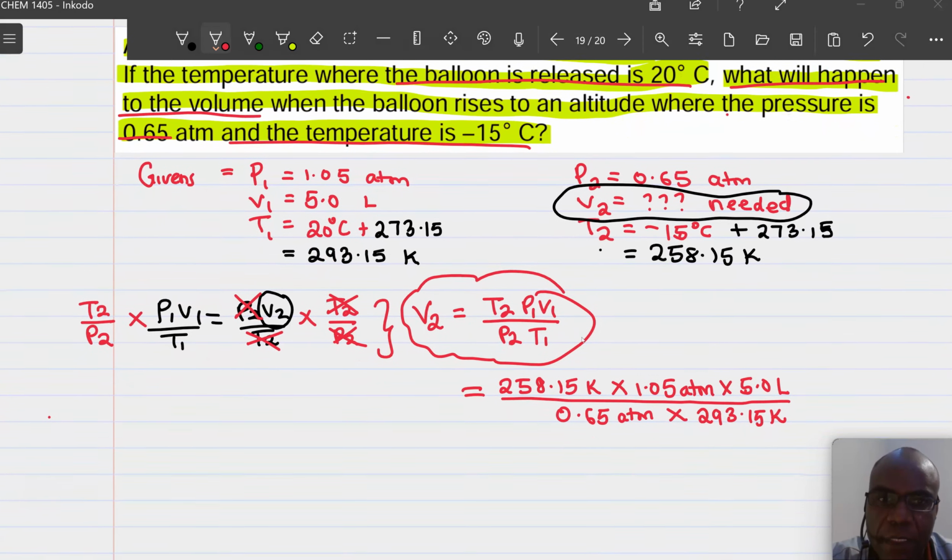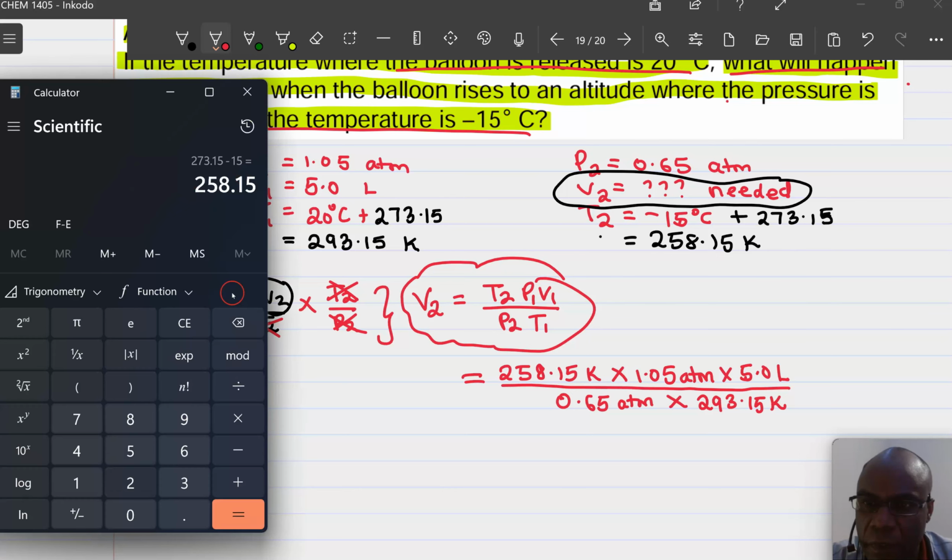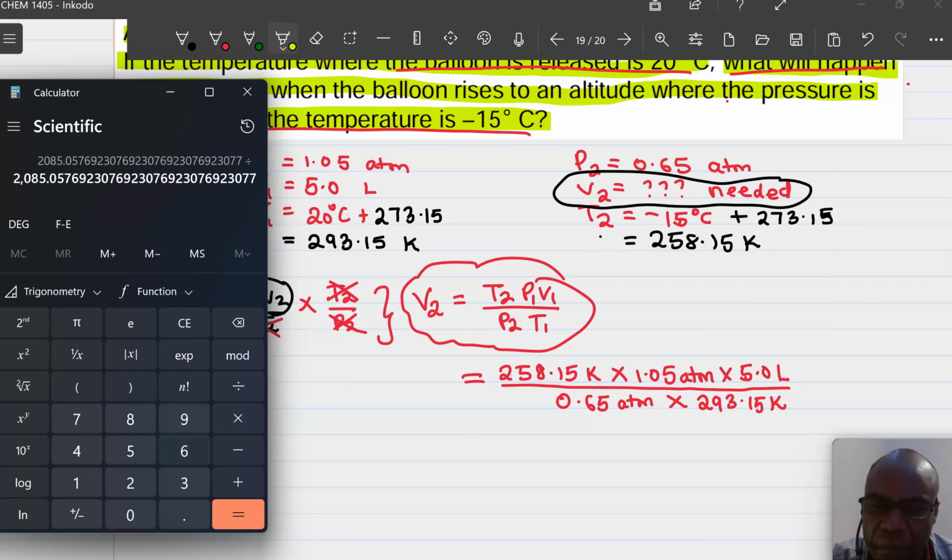Now let us do the math and see what we get. So I have 258.15 times 1.05 times 5, then I'm going to divide by 0.65, and divide by 293.15. So I'm getting 7.1126. We can see that.